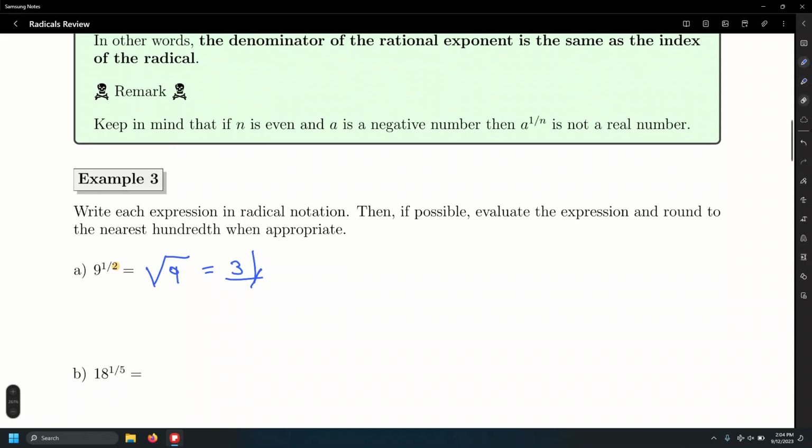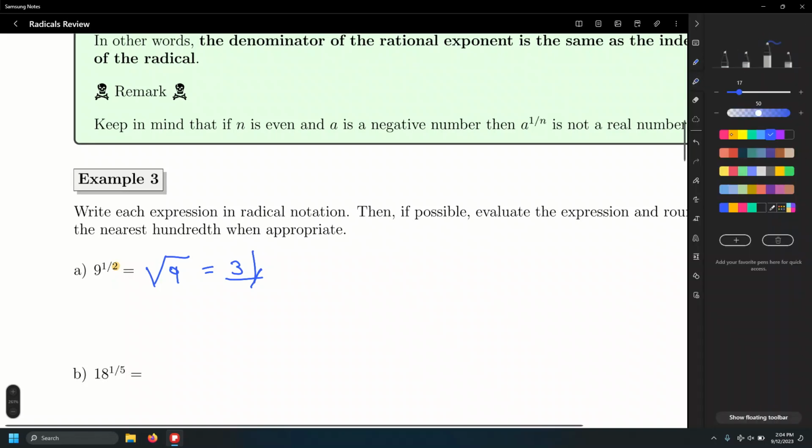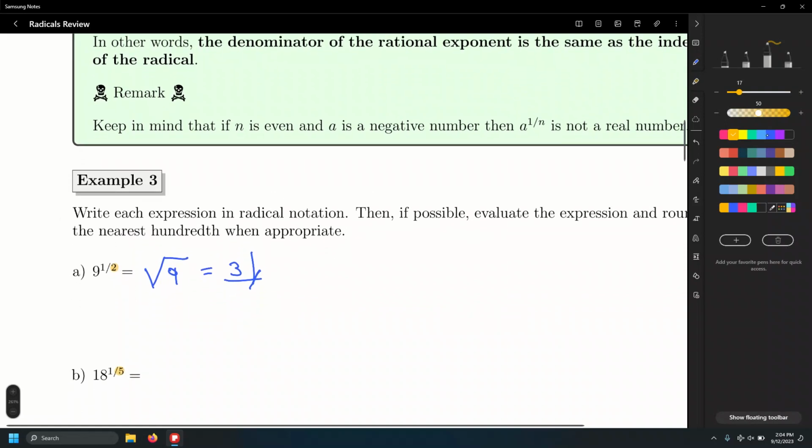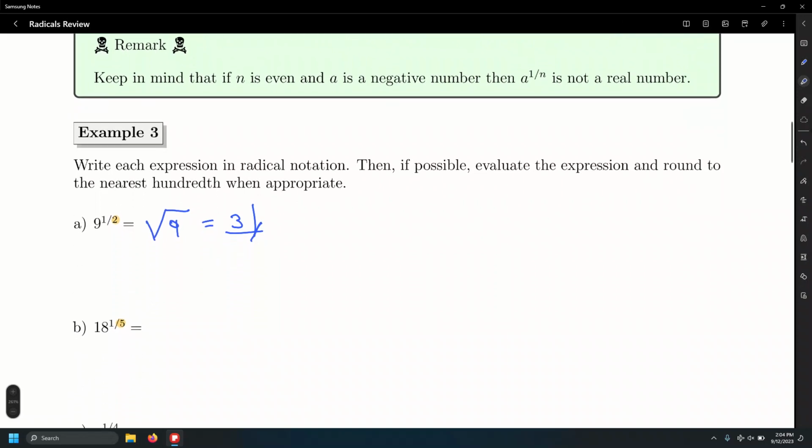So, let's see. Number 1, let's highlight the denominator of the rational exponent, in this case 5. That means that'll be the index. And that'll be the fifth root of 18. Make sure to have the 5 over here. I will discuss a little more later about the position of the index.